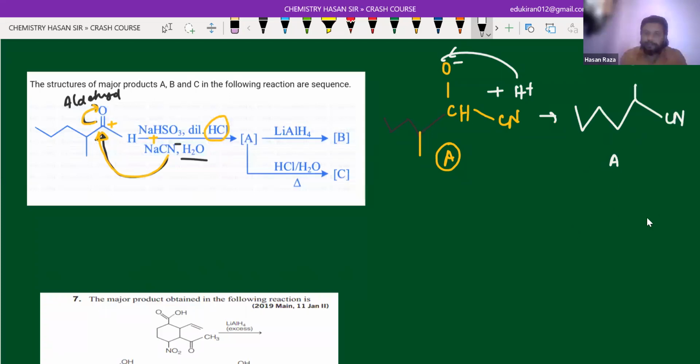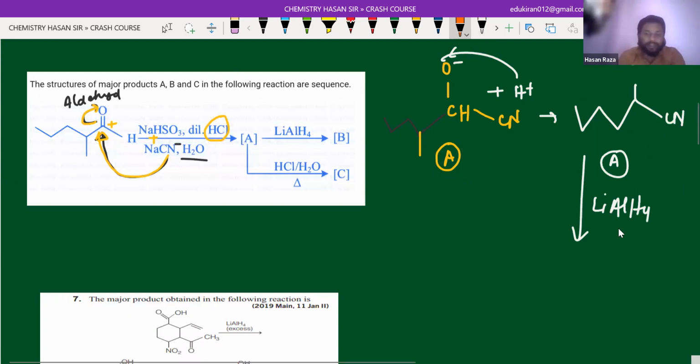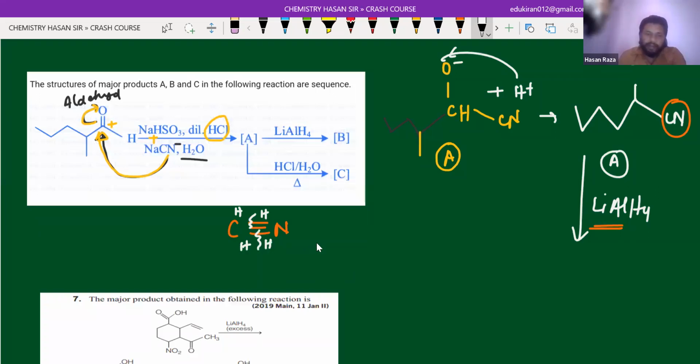This is your A. Now, if you are going to use LiAlH4 for preparation of amine, this cyanide will be reduced, since it is a strong reducing agent. You can see this is your triply bonded N. The triple bond will be broken, and hydrogen will be added here and here, and then it will form CH2NH2. The rest part will be as it is.